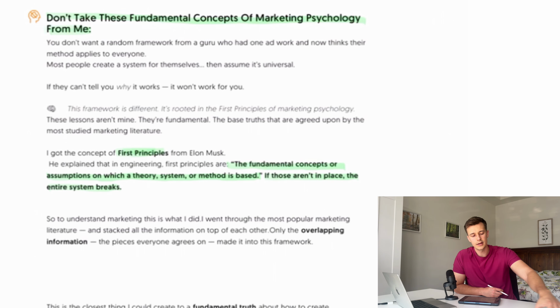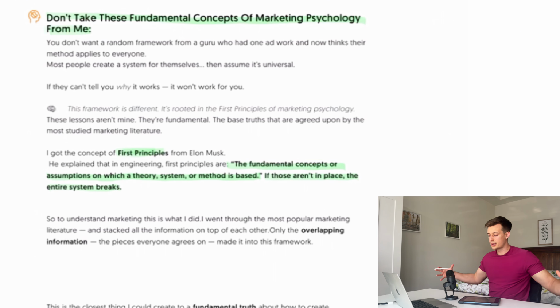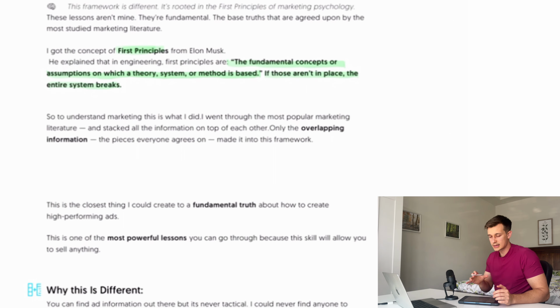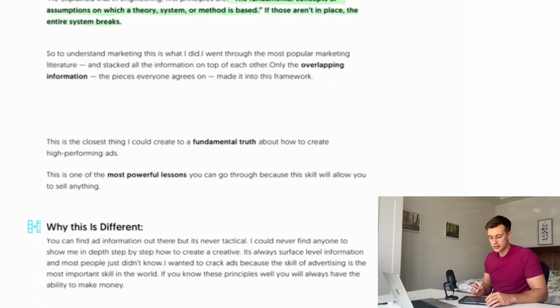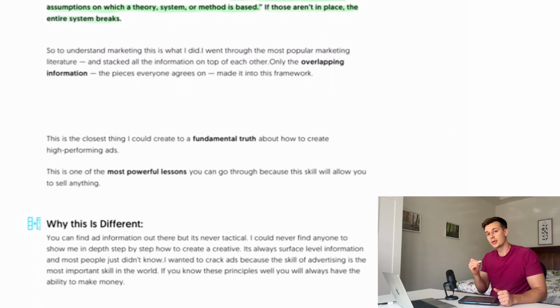So if you take all of the information from the most sought after, understood, and recommended marketing psychology books, put those together, take everything that they agree on, and create a framework to be able to create ads, that is exactly what I'm doing here. Again, this stuff is not from me. This is where you should start if you want to be able to create performing ads.